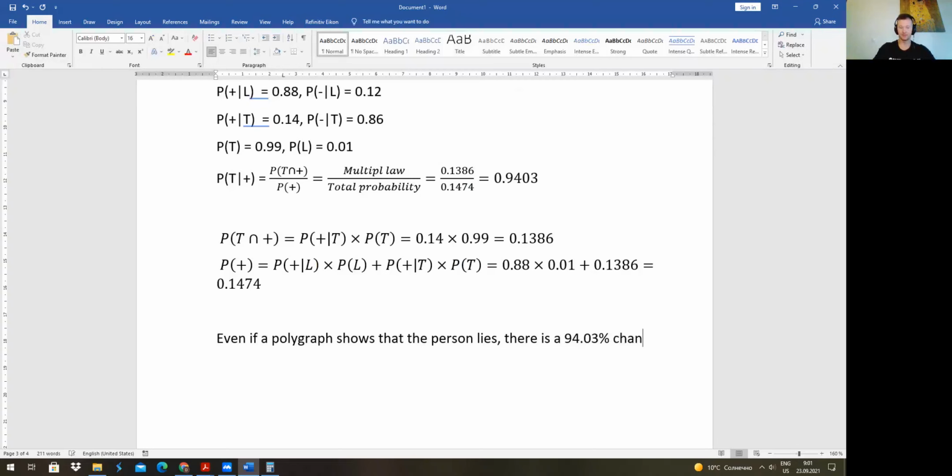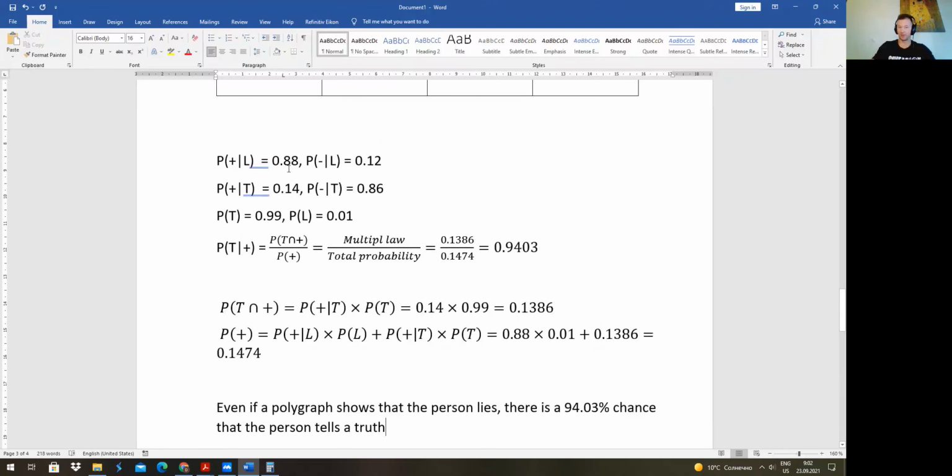chance that the person tells the truth. So kind of completely unreliable machine. The machine gives you a signal that the person is a liar, but there is a 94% probability that this person tells you the truth. Why is it so strange?